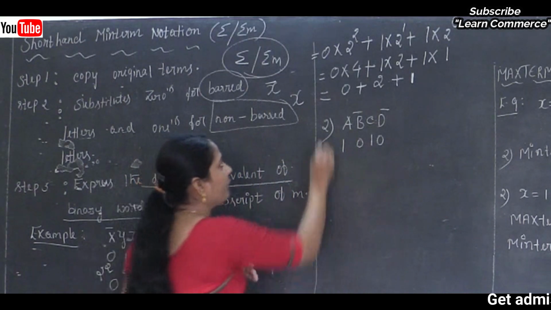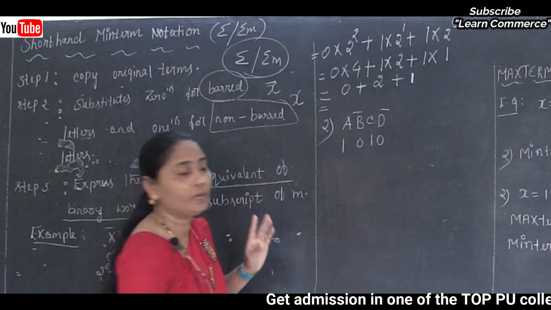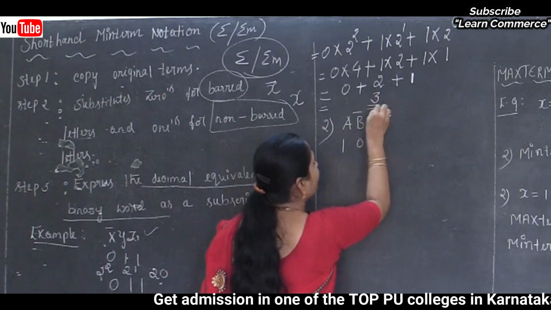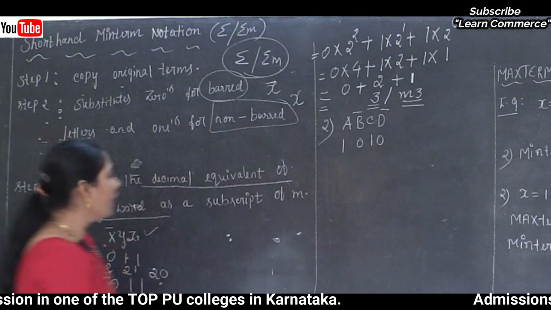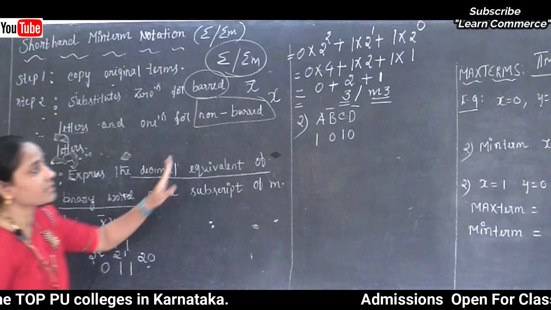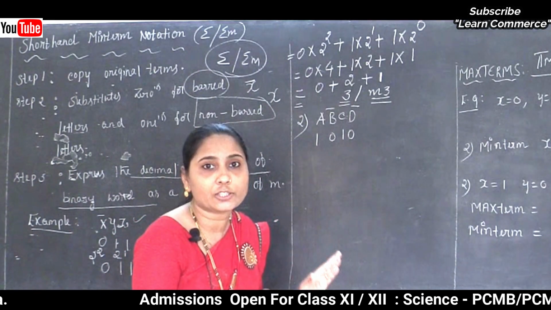That means when you add 0 plus 2 plus 1, the value will be 3, that is equal to 3, or we can say m3. Clear this point here. Now, how are we thinking? The result we got here, is it correct or not?